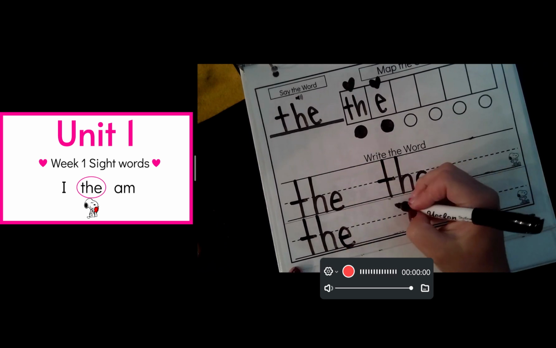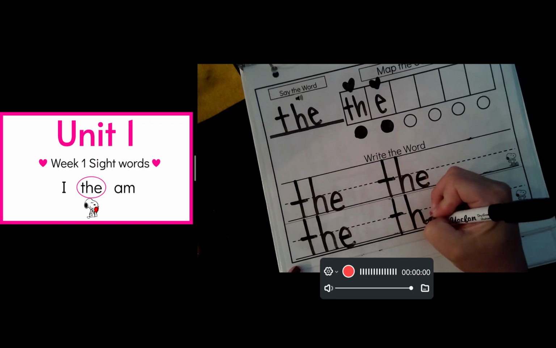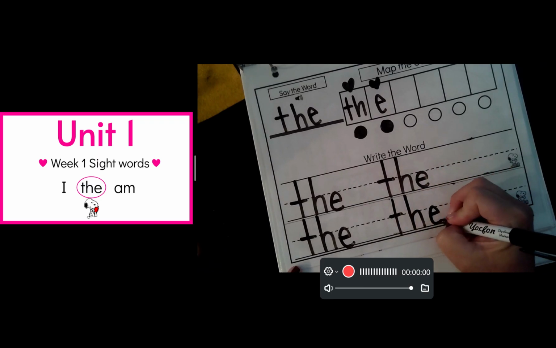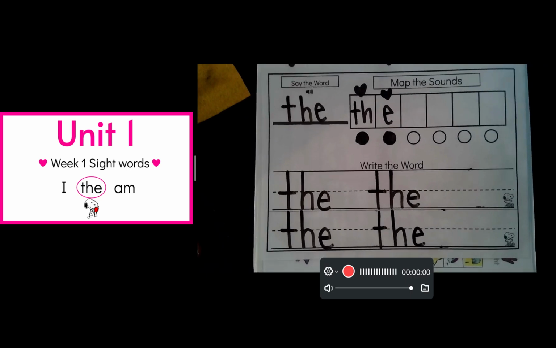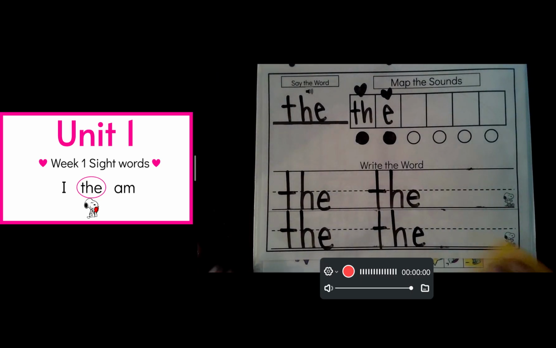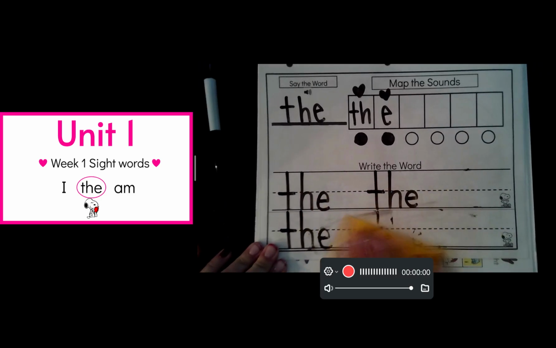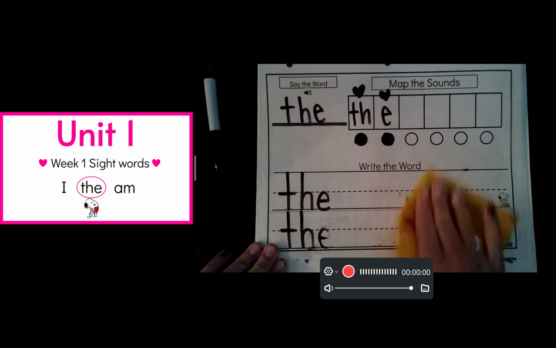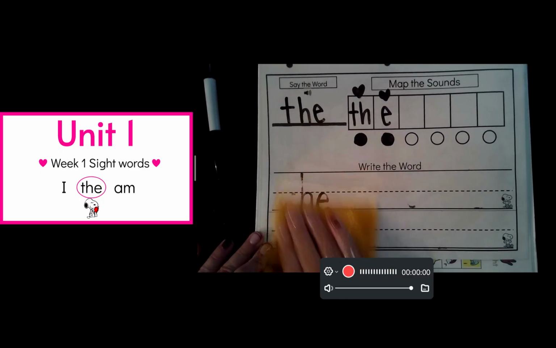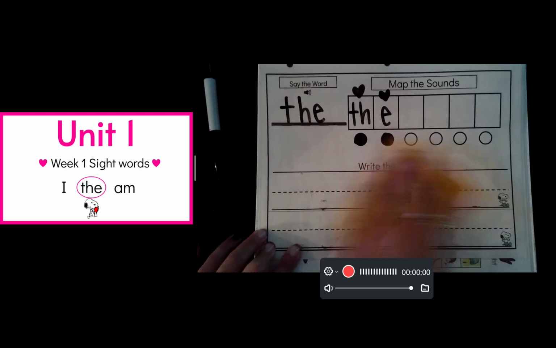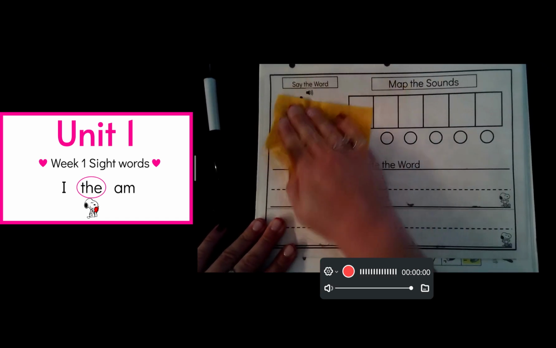The. Go ahead and write your words, my friends. Make sure you're reading them to someone in the room. The. When you're ready, you can erase, pause if you need to, and we're going to erase so we can make room for our next and our last sight word for this week, am.